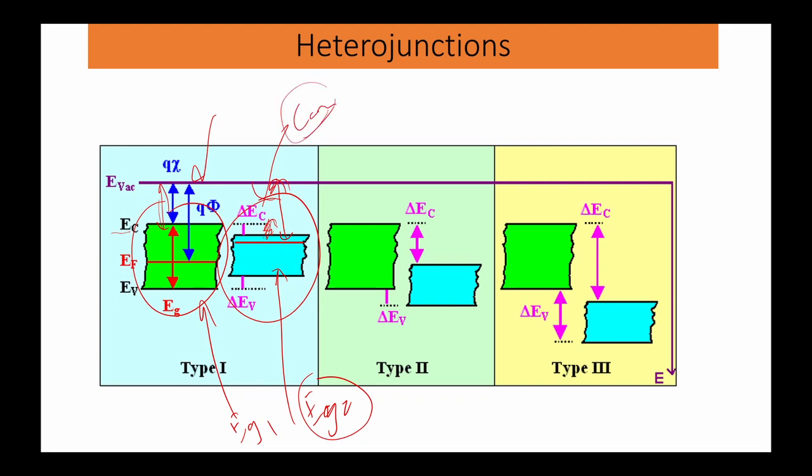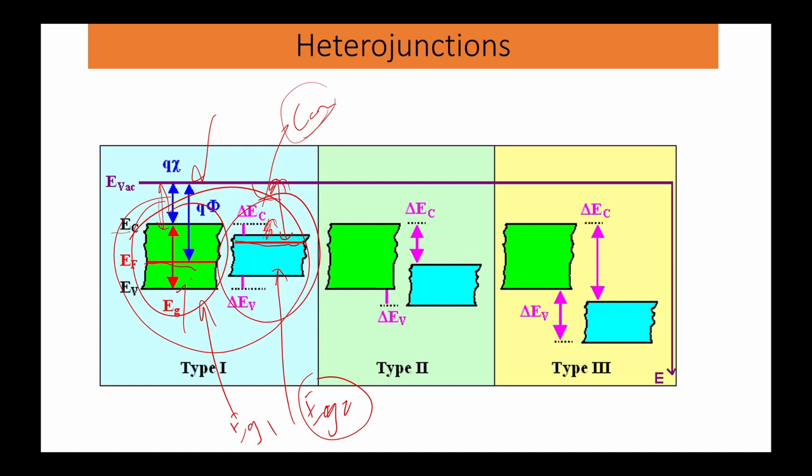So this delta EC is the conduction band offset. This is the Fermi level of the first one, this red one. This is the Fermi level of the second one. When we join these two, how will the bands bend?